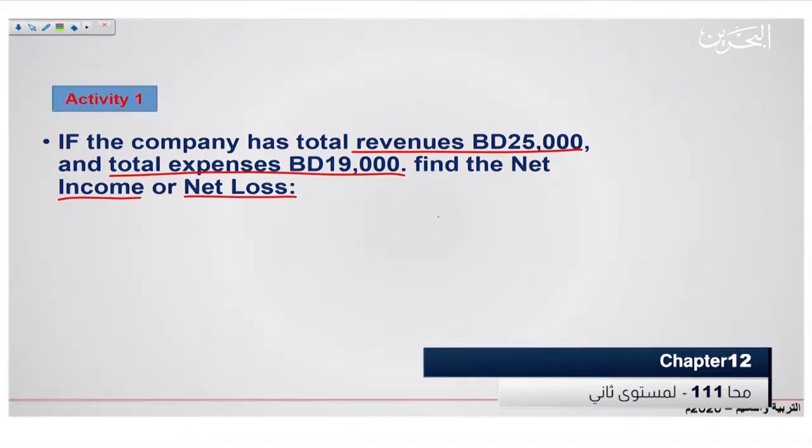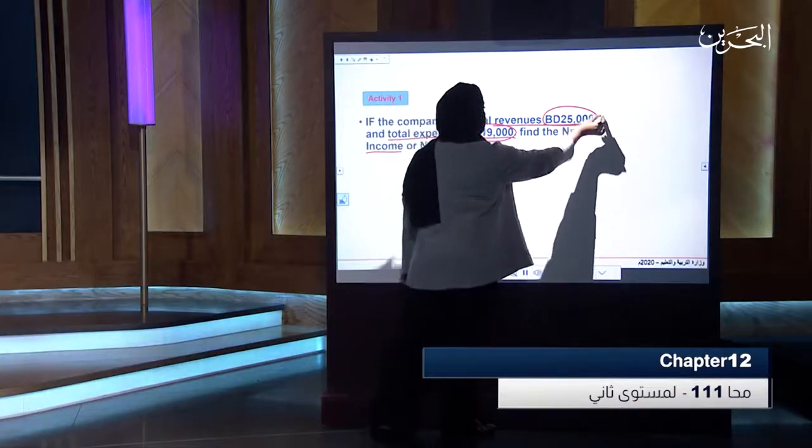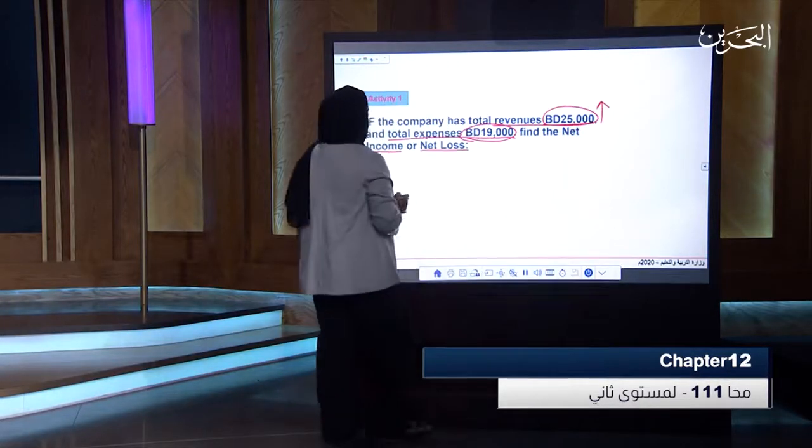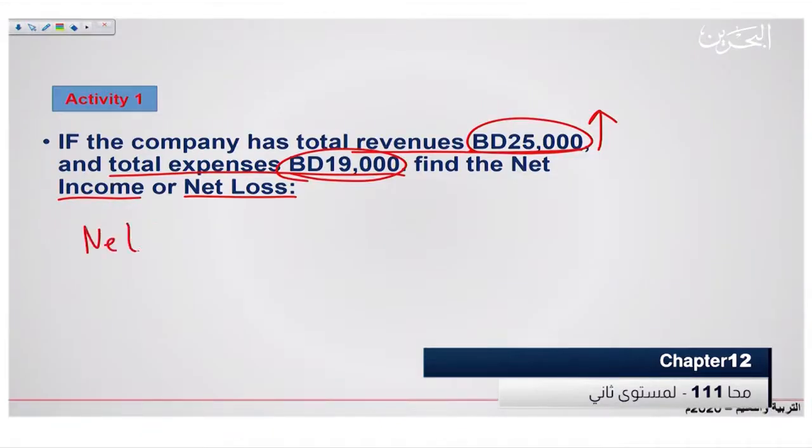So we will take a look at the amount of the total revenue and the amount of the total expense. It is obvious that the total revenue is higher. So it means that the company is making profit. So we have here net income.